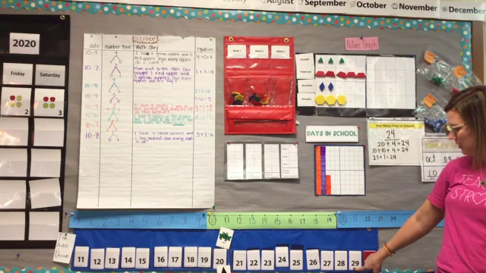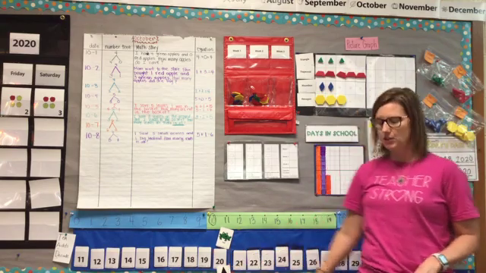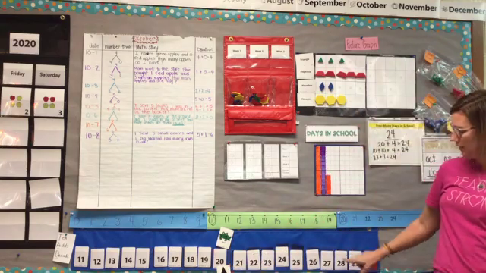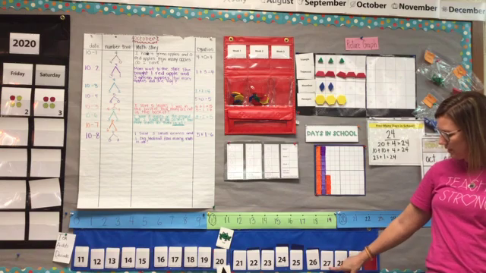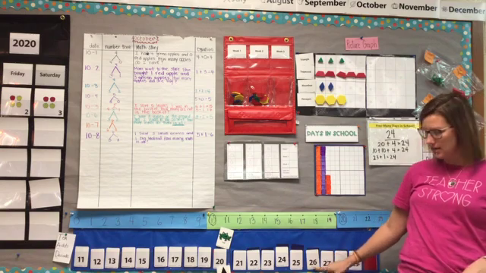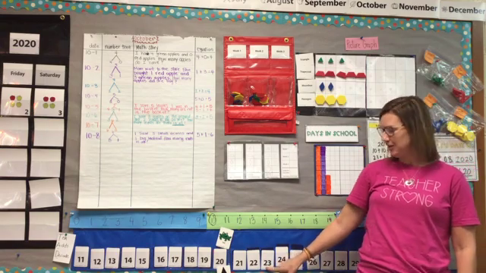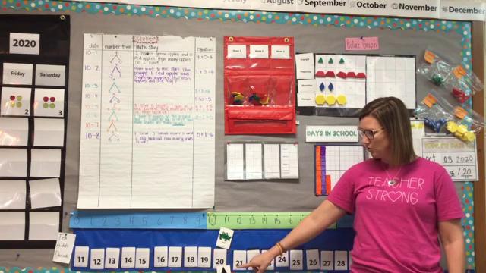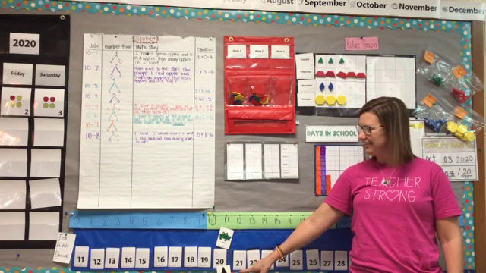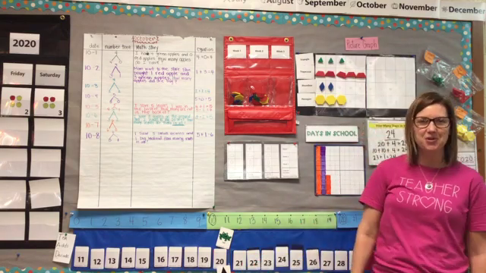Now let's count backwards from 29 to 21. 29, 28, 27, 26, 25, 24, 23, 22, 21. Good job. And that's Number Corner for today.